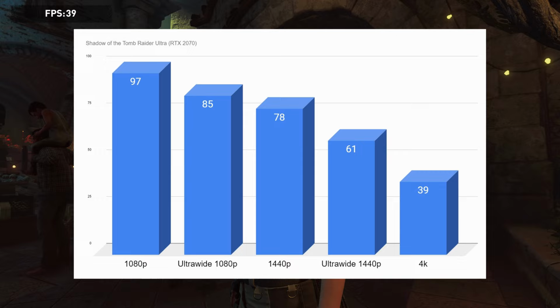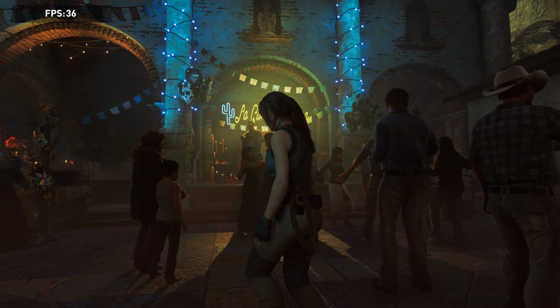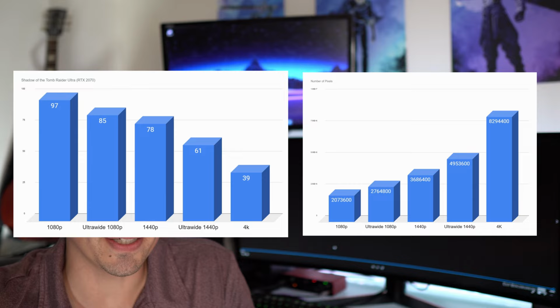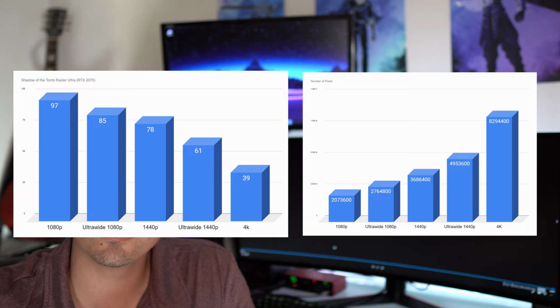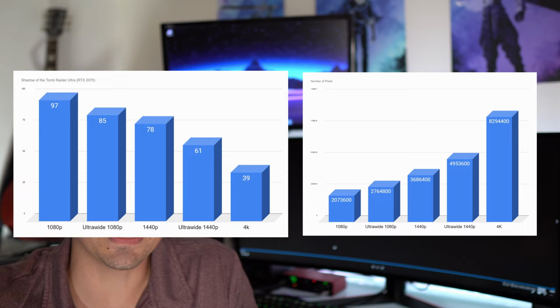As you can see, in Shadow of the Tomb Raider, this actually lines up pretty closely with what we were hoping to see based on our pixel count. Our 1080p and our 1440p surround the performance of the 1080p ultra-wide, and our 1440p and our 4K performance surround the values for the 1440p ultra-wide.